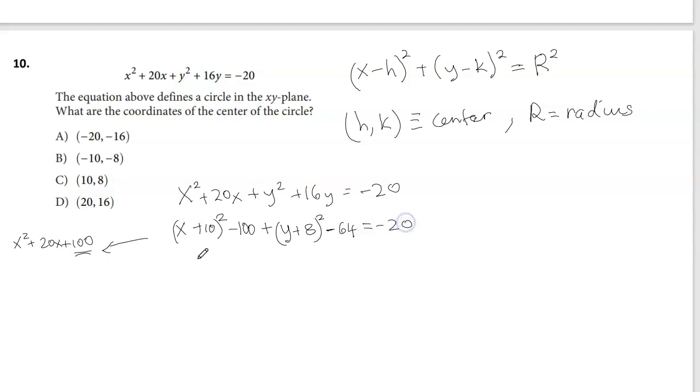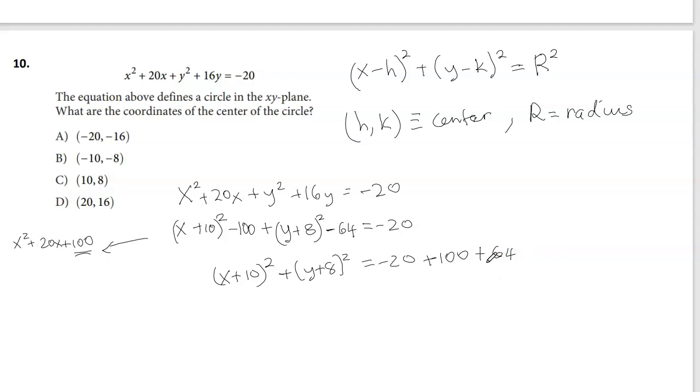So what you have here has been represented this way, right? This is minus 20. And now you can rearrange this so that all items with variables stay on one side and the ones without stay on the other side. So I'm going to have x plus 10 squared plus y plus 8 squared is equal to minus 20 plus 100. The plus 100 is due to this, right? We add 100 here to cancel this out. And then we add 64 here to cancel this out. So it has to show up on the right side.